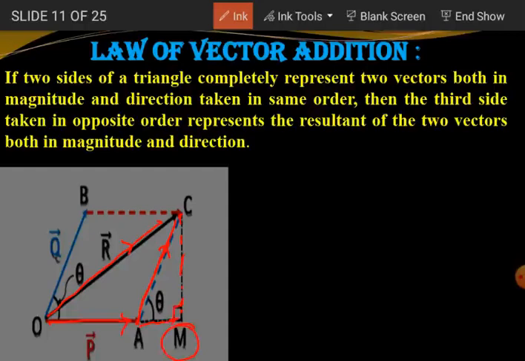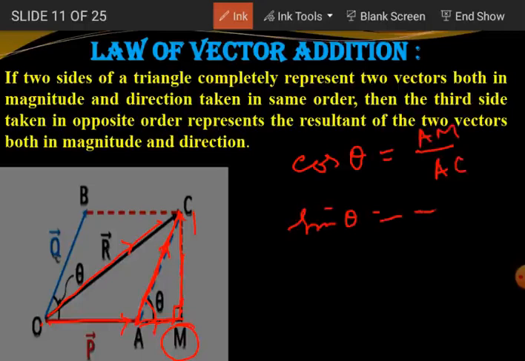That means this angle is a right angle. So we have a right triangle here, triangle AMC is a right triangle, and at the same time triangle OMC is also a right triangle. Whenever required we will use this triangle AMC. So cosine of theta, from this triangle AMC, will be equal to what? Base by hypotenuse. Base is AM, hypotenuse is AC. And sine of theta is perpendicular by hypotenuse, right? Perpendicular is CM or MC, so CM divided by AC.